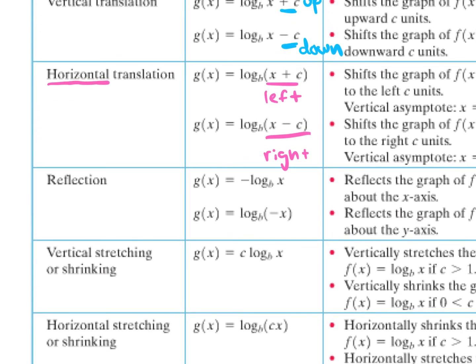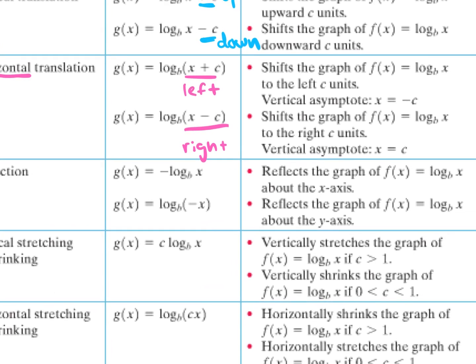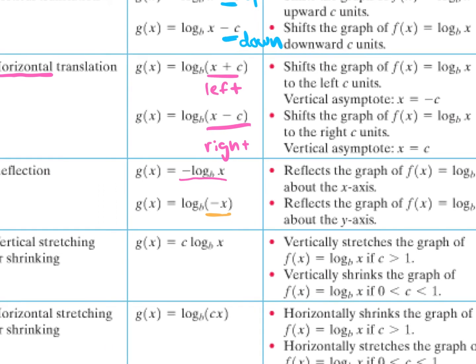We have a reflection on the x-axis when it's outside. We have a reflection on the y-axis when it's inside. So a way to remember that is you want to keep your x's outside of your house. Like if you had an ex-boyfriend, you keep them outside. So it's a reflection on the x-axis when it's outside of the parentheses.